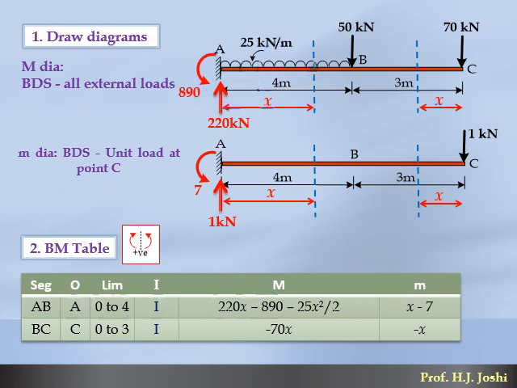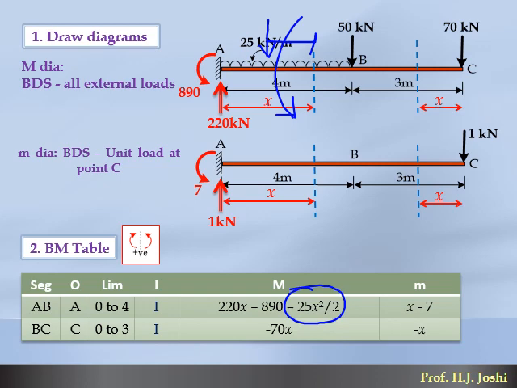And there is one UDL, acting downward. The total UDL on the left-hand side of the section is 25 into x, and its distance from the point is x by 2. It is creating hogging moment. So the equation becomes 25 into x is the UDL, into x by 2 is the distance, so 25 times x square by 2, and it creates a hogging, so it should be minus 25 x square by 2. So this is regarding M.